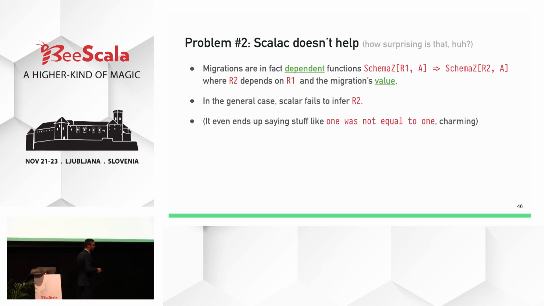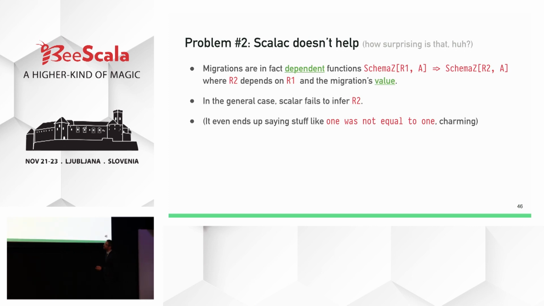Which led us to the next problem, that Scalac is not helping at all. Because I've lied a little. This is not really a function. Oops. This is not really a function. It's a dependent function. It means that this new representation depends on what was the initial representation, which is a type, and the migration value we are applying. So it's a dependent typing problem.